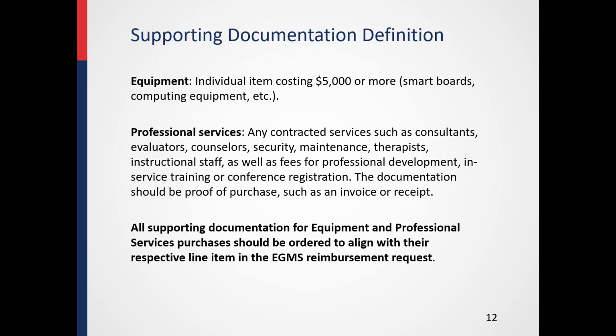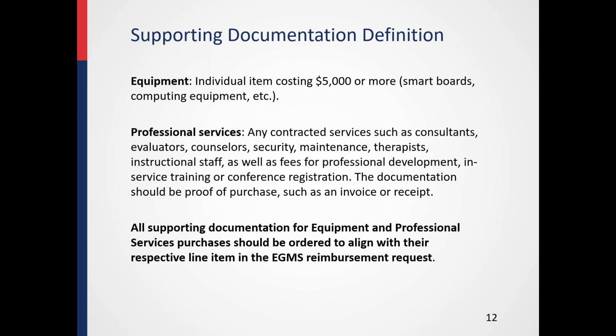Supporting documentation for equipment: those are individual items that cost $5,000 or more, and they're usually durable goods. So for example, smart boards, computing equipment. Now that laptops cost much less, they don't usually meet this threshold, but you may have other large equipment that's part of your program. And for those, you need to upload the invoice or proof of receipt of some sort, and then the proof of payment.